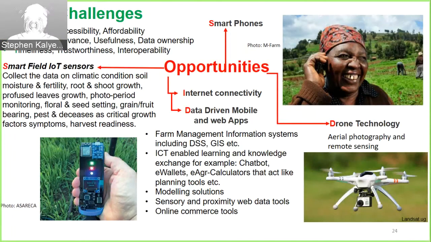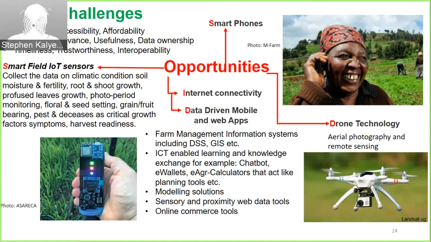And the opportunities we have today are the smartphones. How best can we use the smartphones to really relay this information, to use the smartphones as the data reporting tools, the smart Internet of Things sensors? Can we have sensors that can collect data on climate, soil moisture, fertility, the root and shoot growth, okay, the stress levels of the crops? This was a very good example that Moses Odeke from Asterica was trying to share. It's trying to give the soil properties.